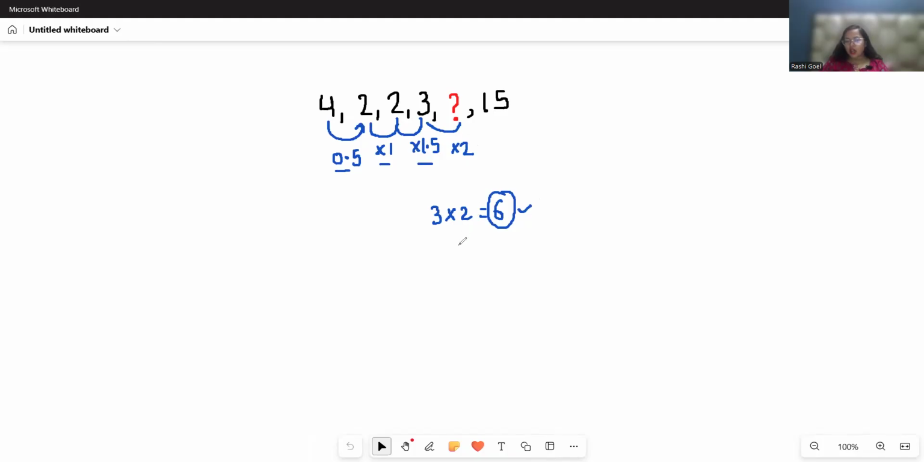6. So let's check whether 6 is correct or not with 15, because after 2 we have to multiply with 2.5. So 6 multiplied by 2.5 is 15. So yes, it's verified. So what is the value of this question mark? 6 only. If you have any other logic, comment down below.